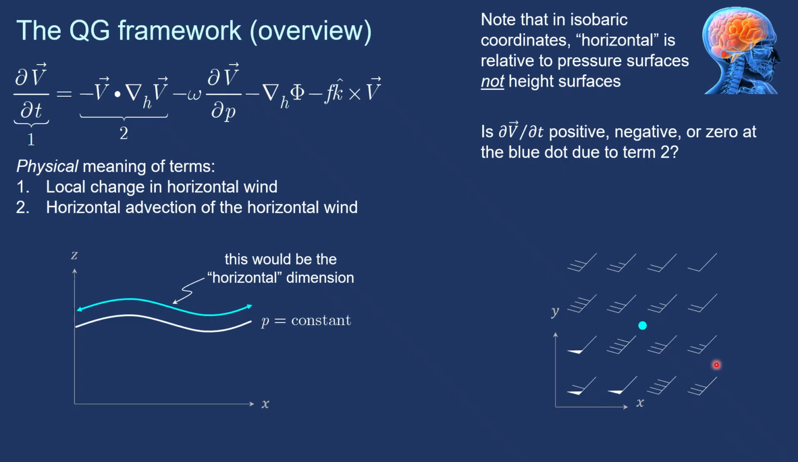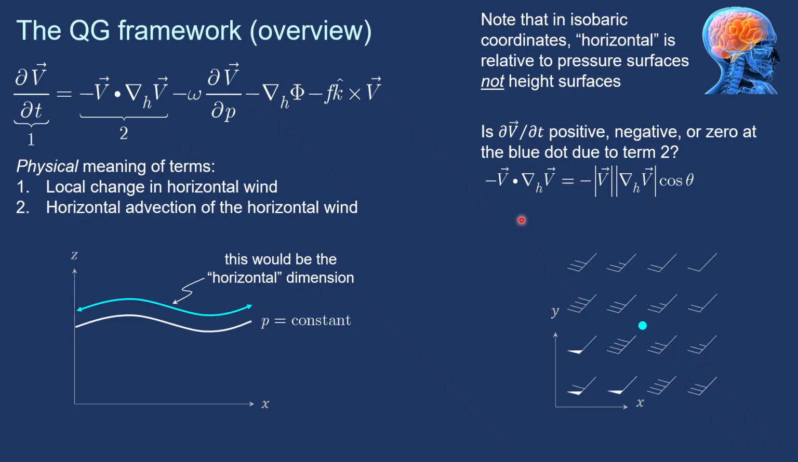And we ask the question by using this case here at the bottom where we're looking at x and y in a horizontal cross section, where we have winds that are blowing from the southwest that are stronger in the southwest corner and weaker in the northeast corner of this diagram. We can ask the question, is the local tendency of the horizontal wind, so partial v, partial t, positive, negative, or zero at the blue dot right here in the center, due solely to the effect of term 2, being the horizontal advection of the horizontal wind?